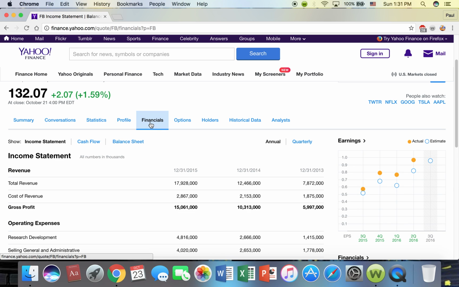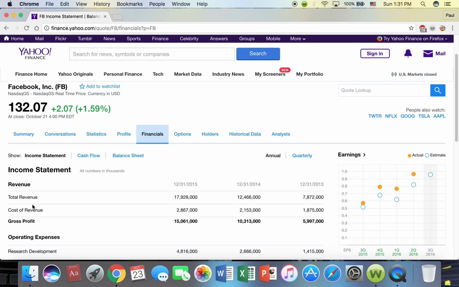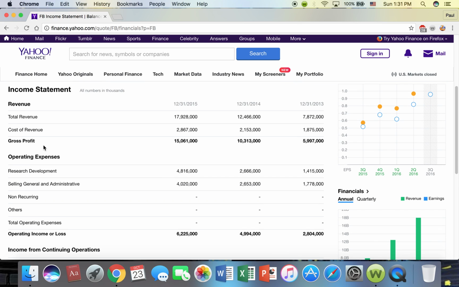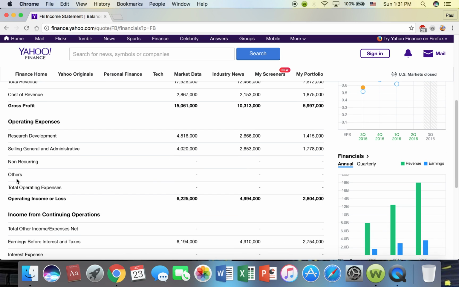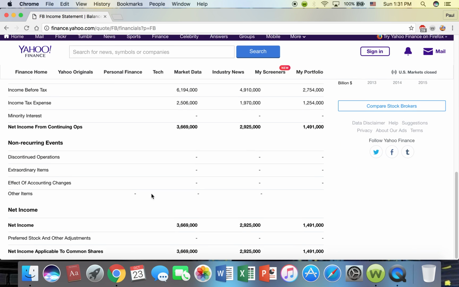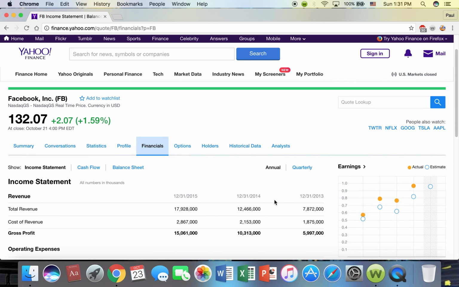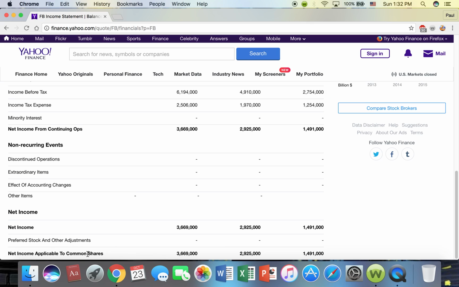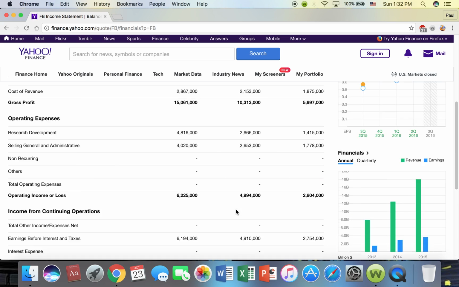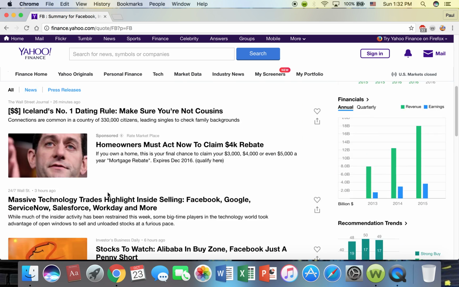Now for financials, if you've taken accounting, this shouldn't be too hard to analyze. Otherwise, you can just look at this stuff. I mean, it's pretty general. Gross profit, operating expenses. I've taken accounting, so it's all pretty easy. And some of these you might just want to look up really quick, but generally you can just infer what they mean. And you can tell if the company is doing well. As we can see, from 2013 to 2015, the net income applicable to common shareholders has increased, which is good.